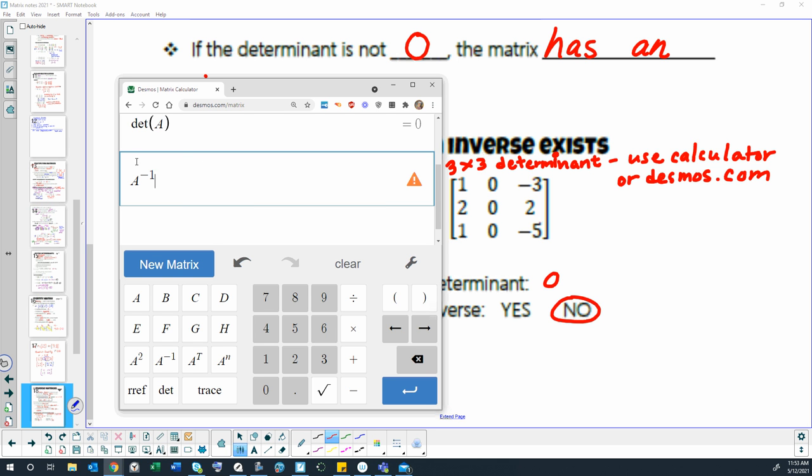Now we're going to start doing this process on the next page of notes so that we can actually find inverses of problems that have them.